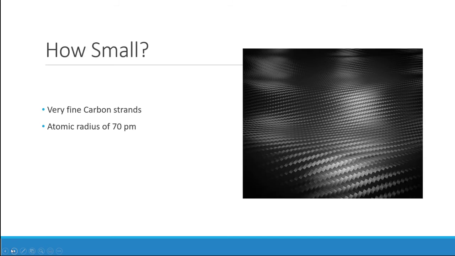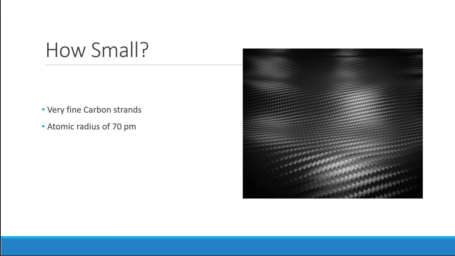The strands of carbon fiber are very fine, being about 0.00002 to 0.00004 inches in diameter. These are big enough to fit thousands of carbon atoms, since carbon atoms have an atomic radius of around 70 picometers, or 70 × 10^-12 meters. This means that you can fit about 36,000 carbon atoms in a straight line across the diameter of a single carbon fiber. So that's a lot of carbon atoms you can fit in there.